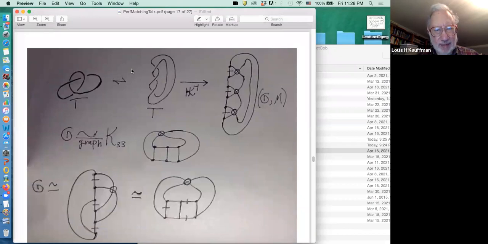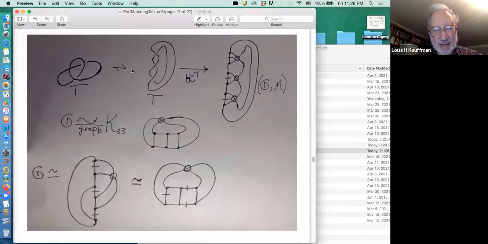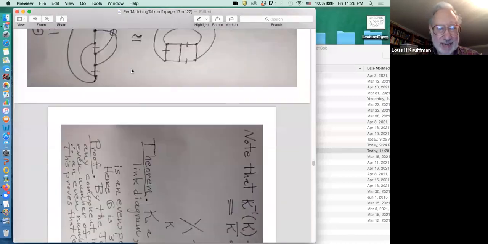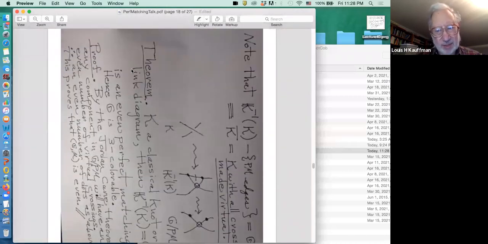Another amusing one. Here's the classical trefoil knot. And I put it in braid form and shifted it over by the K inverse map. You see, it became a perfect matching edge and a crossing and so on. And then you look at this graph and you find out it's good old K33, the gas, electricity, water problem graph, with a certain perfect matching on it. The correspondences are interesting to think about.